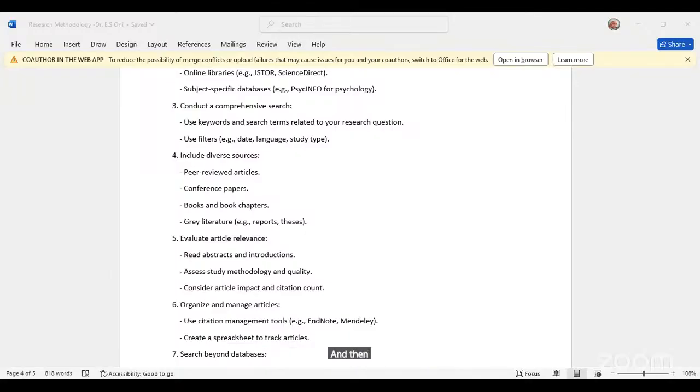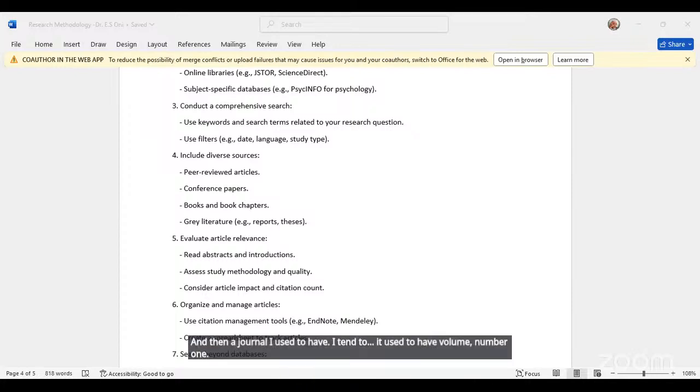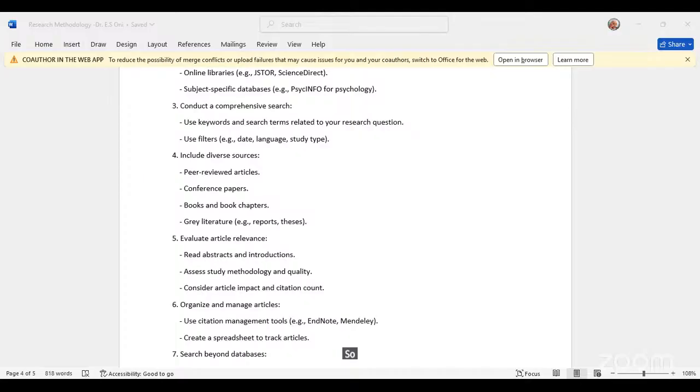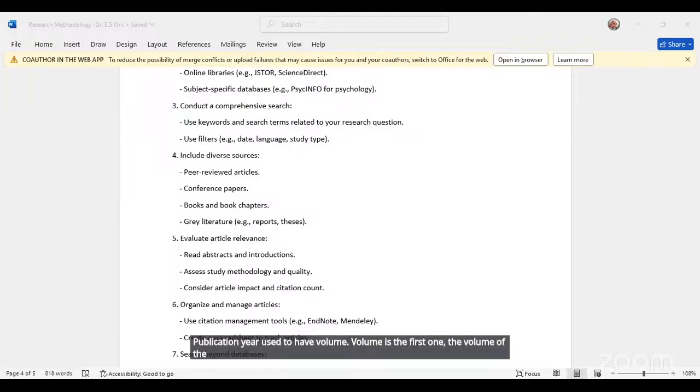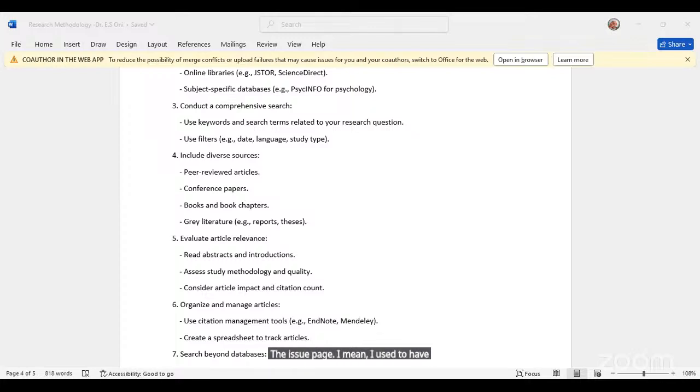And then a journal article used to have, pay attention, volume, number 1, issues, number 2, and pages. So if I pick up your work and I don't see those 4 figures there, I know there's a problem with the work. Please remember and don't forget that an article always has a publication year. Volume is the first one, the volume of the article. Then issue, number 2, then pages.